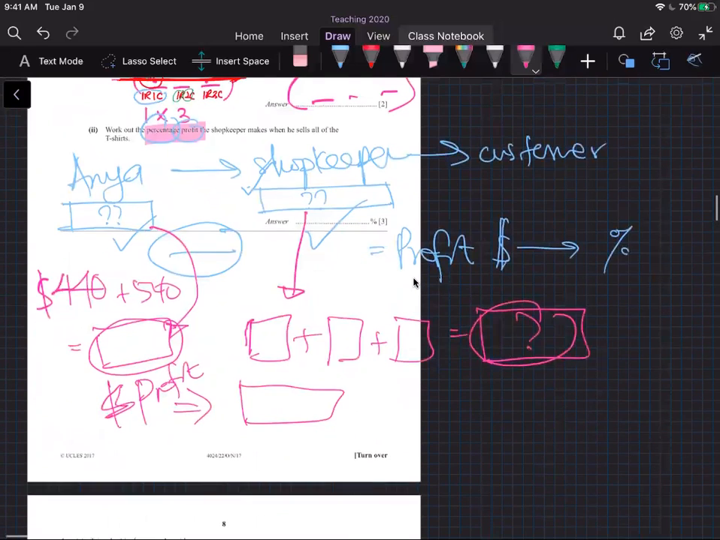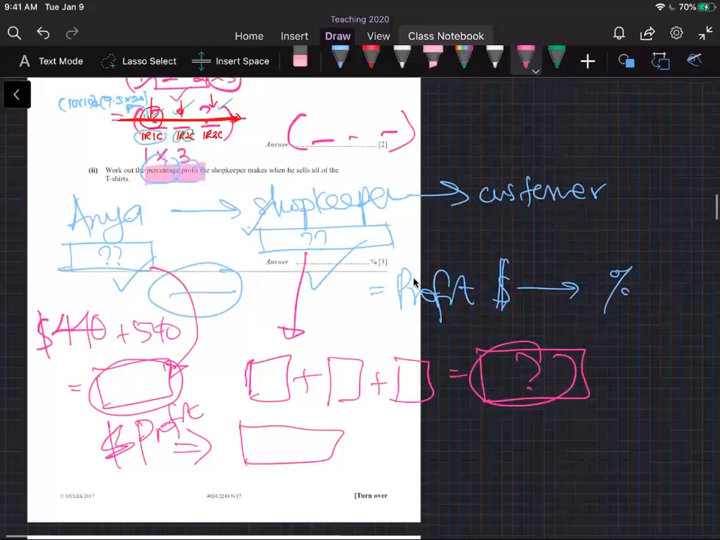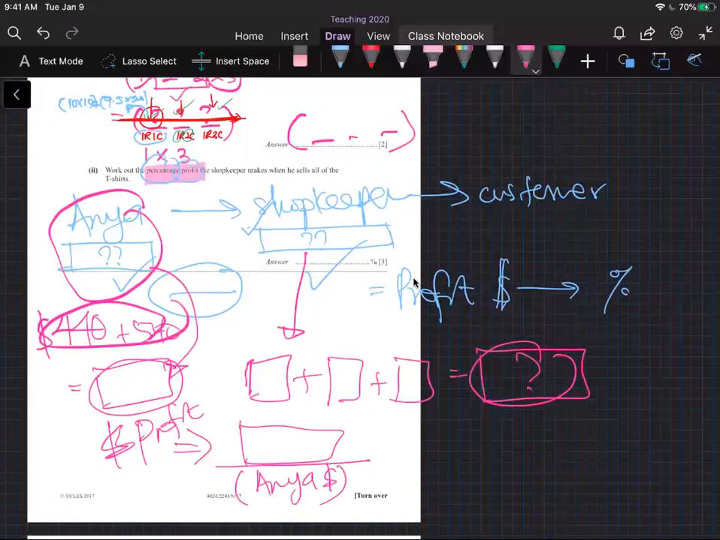Okay? Kamu mau tukar jadi percentage. So artinya profit ini dibahagi dengan original. Jadi harga si Anya in total. So original si Anya berapa totalnya? Okay, kali dengan pasal percentage 100%. Okay, so that's how you do it.